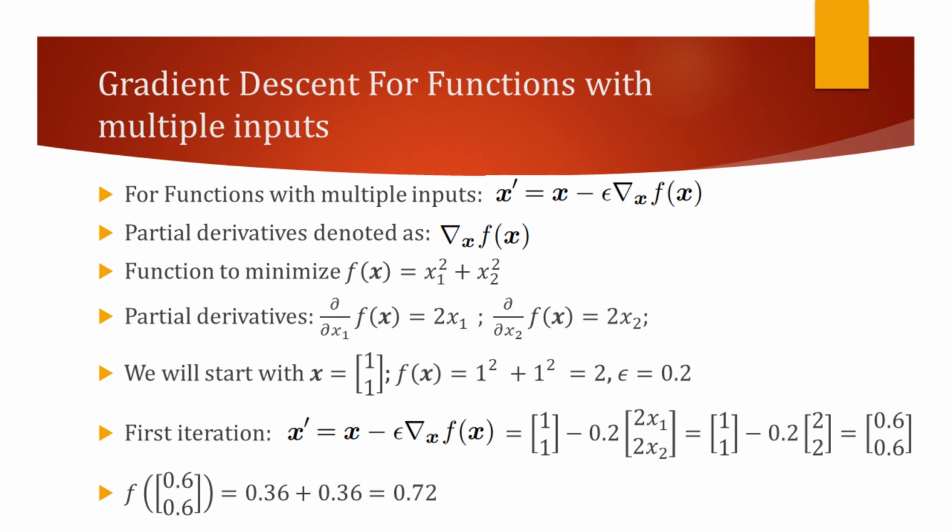Let's do one iteration of gradient descent for a function with multiple inputs, which sums the squares of its 2 elements. We find the partial derivatives for every element, and are ready to use the formula. Let's start minimization from the point 1, 1, at which our function evaluates to 2. We see that the first iteration indeed gave us a new input that decreases the value of the function. More iterations would get us closer to the minimum value of this function.